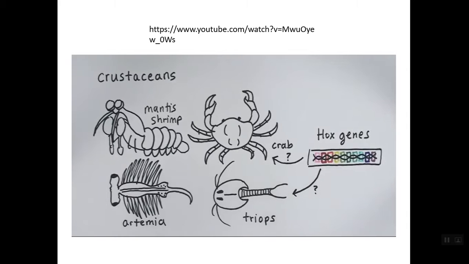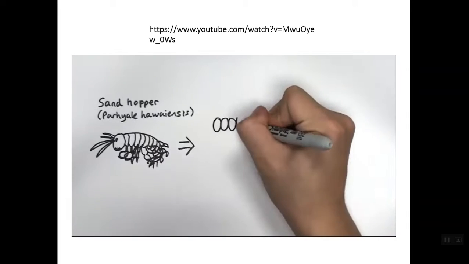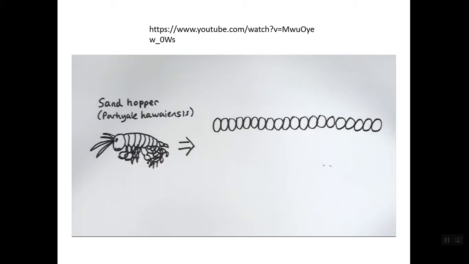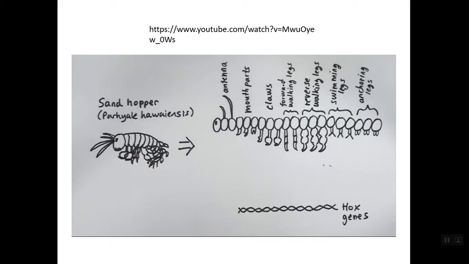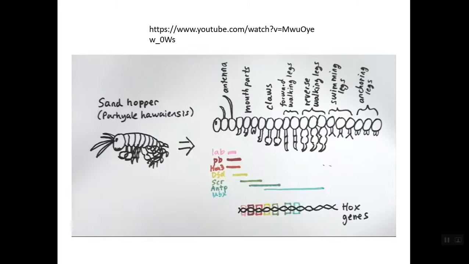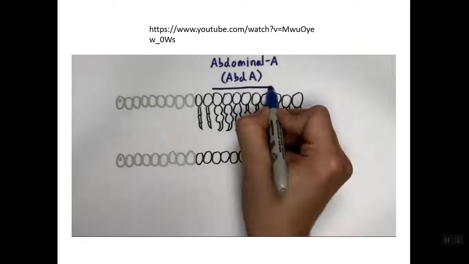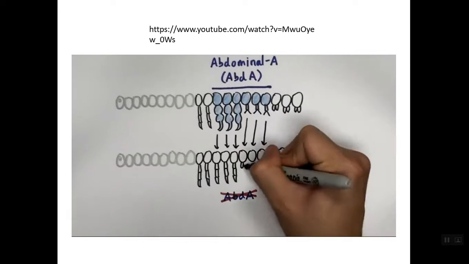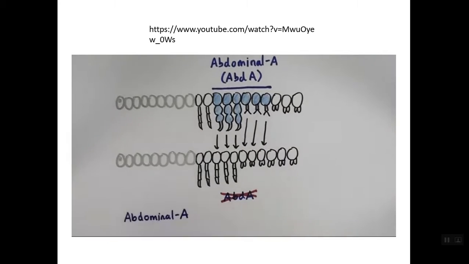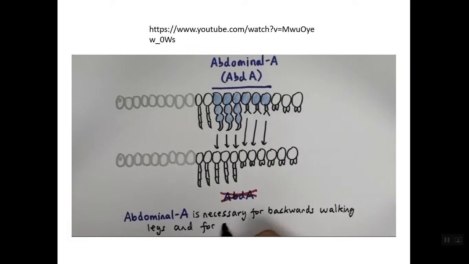In particular, our lab focuses on the sandhopper. Let's stretch out the sandhopper body plan so we can see each segment. The sandhopper has antennae, many mouthparts, claws, forward walking legs, reverse walking legs, swimming legs, and anchoring legs. First, we figured out where each of the Hox genes is turned on. Then we deleted each of these Hox genes to see how this would affect the animal's body plan. For example, if you delete the Hox gene called abdominal A, the animal's backwards walking legs turn into forward walking legs, and the animal's swimming legs turn into anchoring legs. This means that abdominal A is necessary for making backwards walking legs and swimming legs.